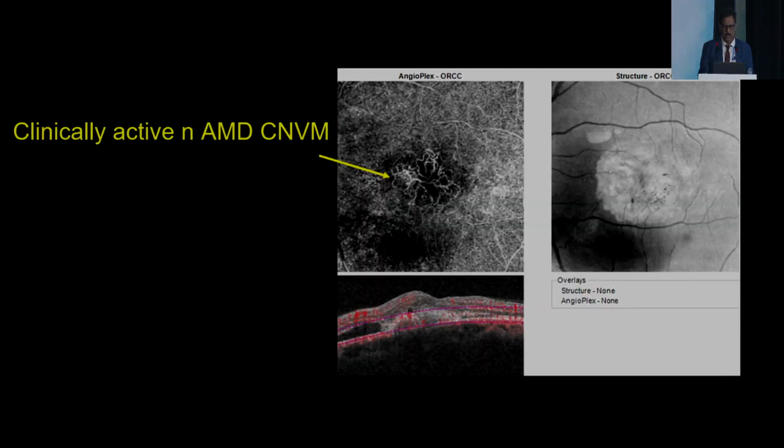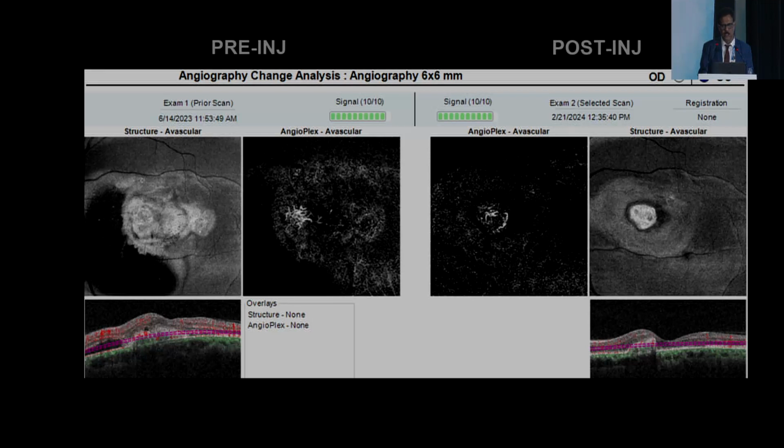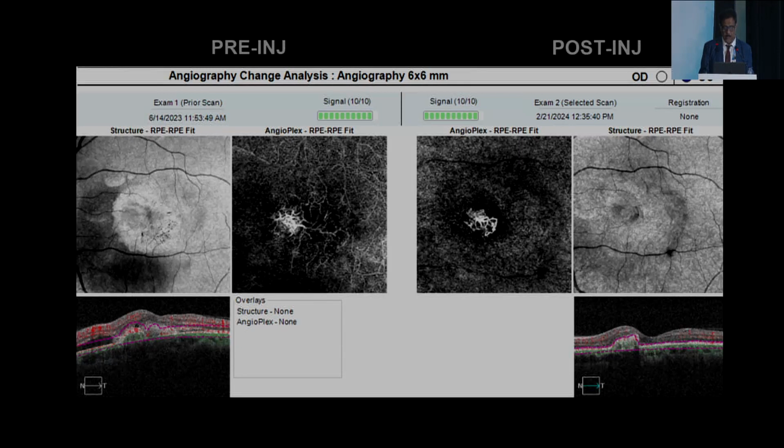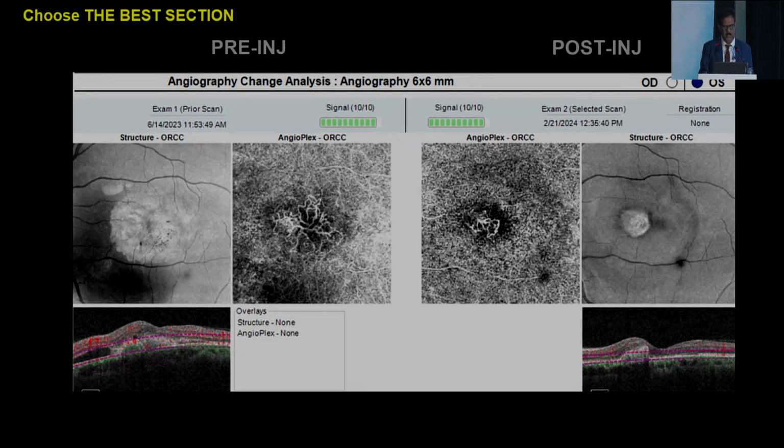Coming to the cases, case CNV 1, a clinically active neovascular AMD CNVM, with pre-injection and post-injection evidence. In the pre-injection scan, there was a large area of CNVM, and post-injection you are getting this. For the same patient, this is an example of multiple scans, RPE-fit, choriocapillaris, but you have to give the best scan where you can see the large area of the CNVM getting reduced after injection. So this is the scan area. You can give multiple printed scans, or you can give a single printed scan to the patient for better identification, also for your own research purposes.